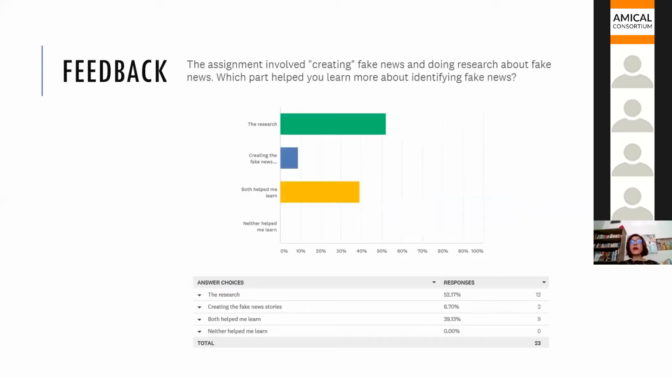And when I asked them, okay, so this assignment involves creating fake news and doing research about fake news, but which part helped you learn more about identifying fake news? Now here, it's quite interesting in that 52% said it was the research component, whereas 8.70% said it was creating fake news. And the combination of both together benefited 39%. So I feel that this is actually quite telling.